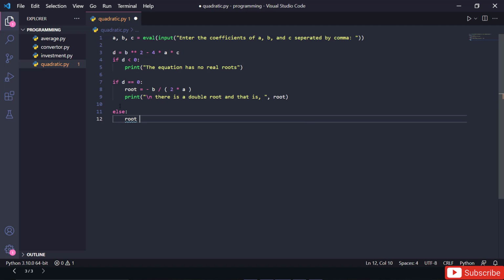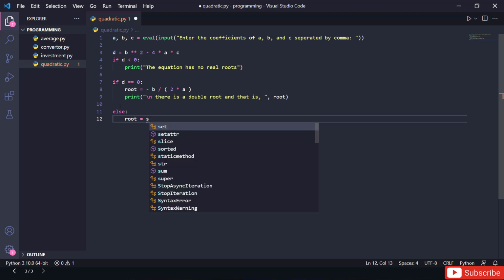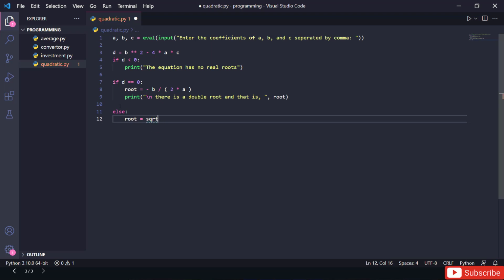We're gonna do the root equal to, first we have to find the square root of b squared minus 4ac. So what we are going to do is square root of, what is b squared minus 4ac? Actually, you can say that this will be d, right? b squared minus 4ac is nothing but d.